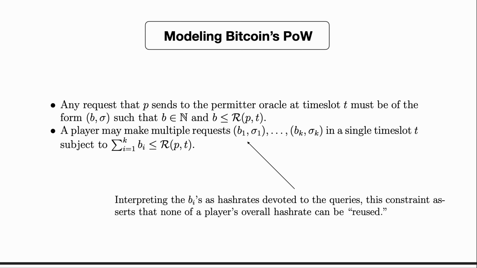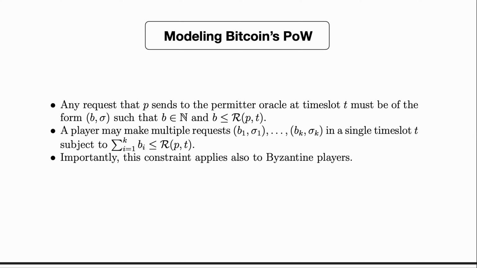Okay, we're going to allow players to make multiple requests in a single time slot, so long as they don't reuse hash rate. Interpreting the B_i here as hash rates devoted to each query, we require that none of our players' overall hash rate can be reused. And importantly, this constraint obviously has to apply to Byzantine players as well.